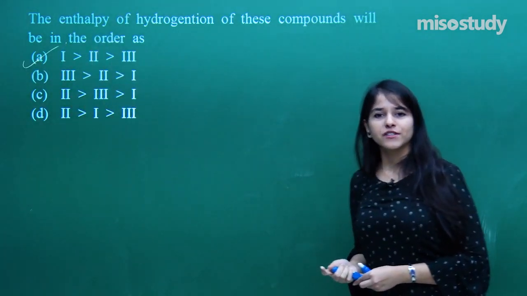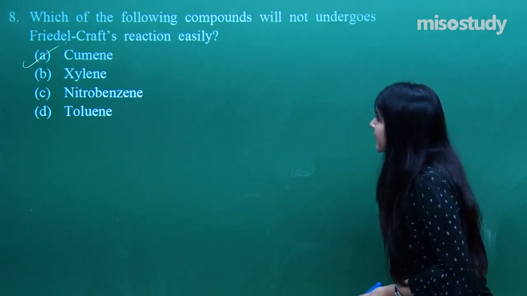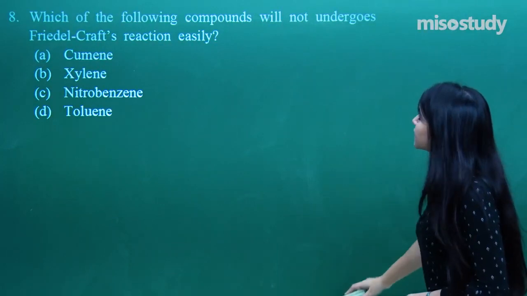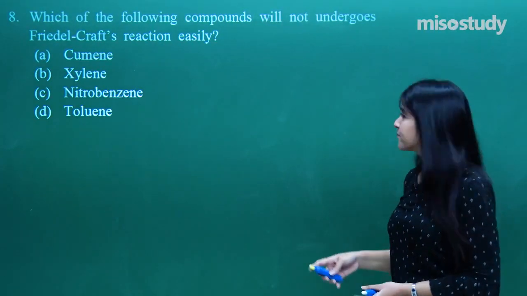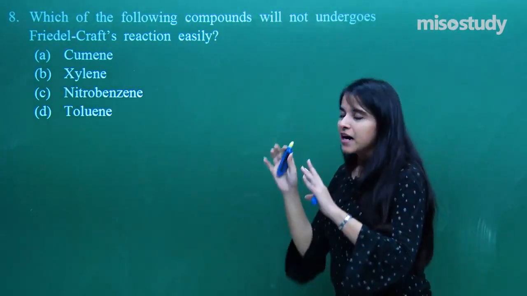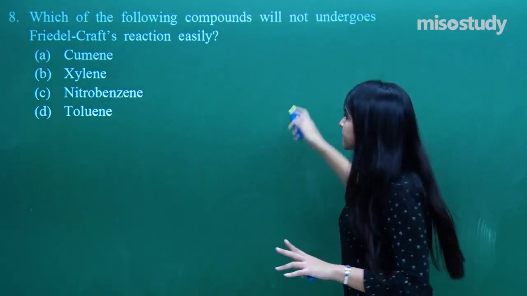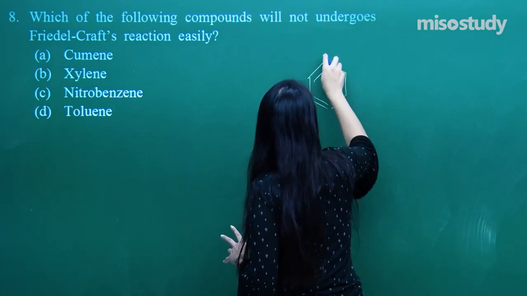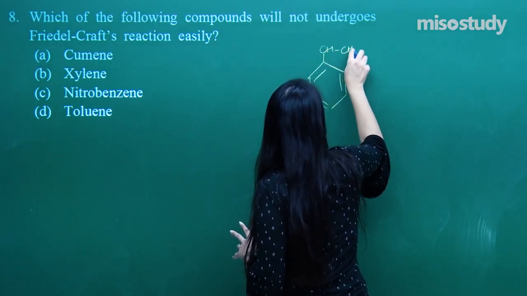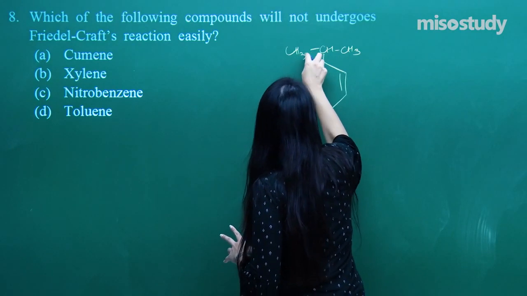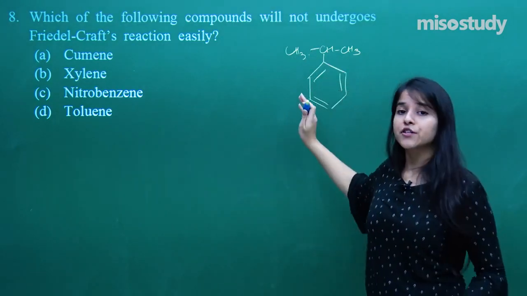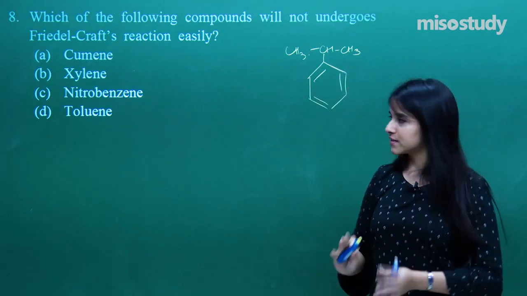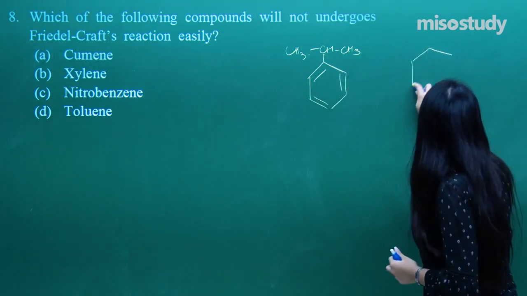I hope you all have got the answer right. Next, what do we have? Which of the following compounds will not undergo Friedel-Crafts reaction easily? That means I need to have a Friedel-Crafts reaction. First is the cumene. I hope you all can form the structure of cumene. If not, just follow me over here. That is a cumene, and the reactions related to cumene are very frequent in the exam. You need to remember the structure as it is. So that is cumene.